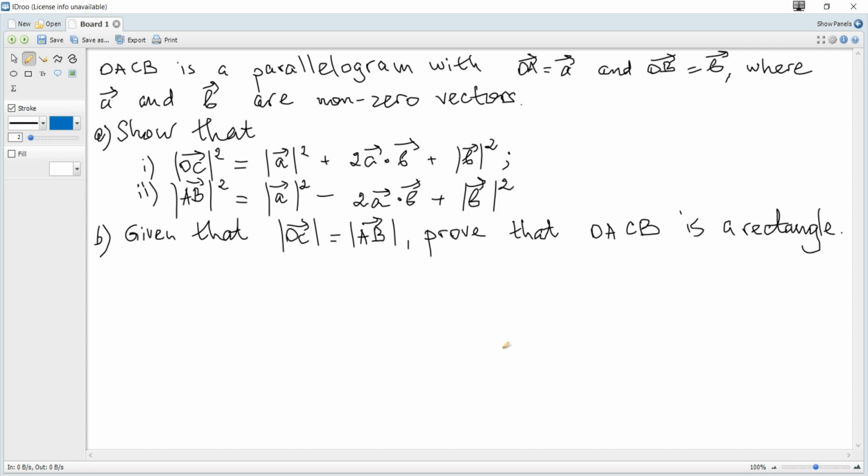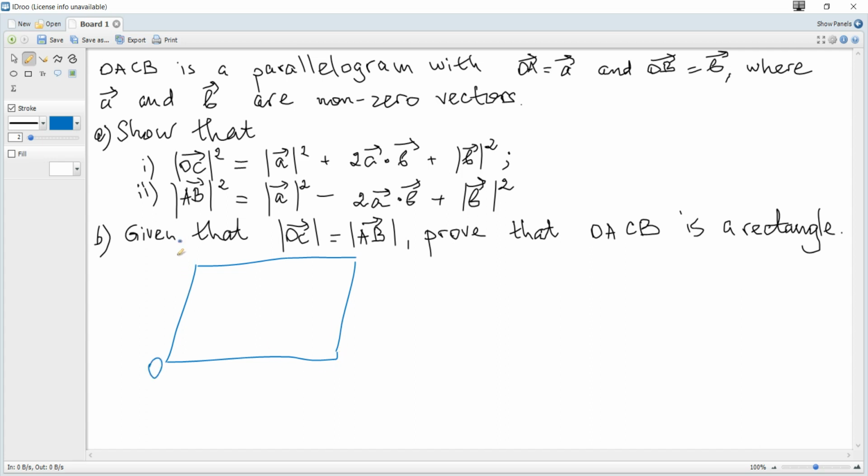OACB is a parallelogram with vector OA equal to vector a and vector OB equal to vector b, where a and b are non-zero vectors. Show that the magnitude of OC squared is equal to a given expression. So it is given a parallelogram, and it's very important to keep the given order of letters.